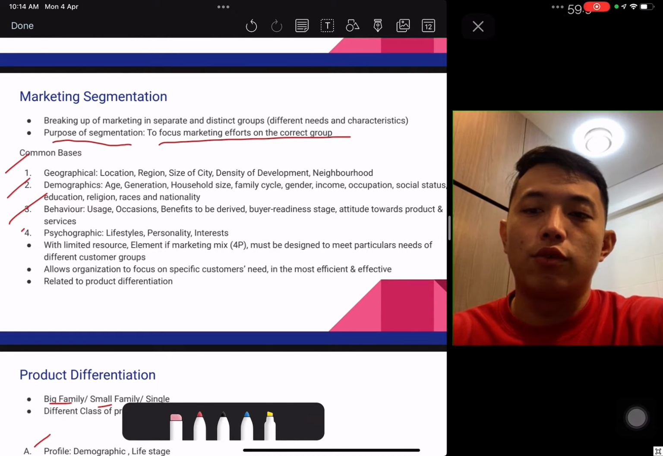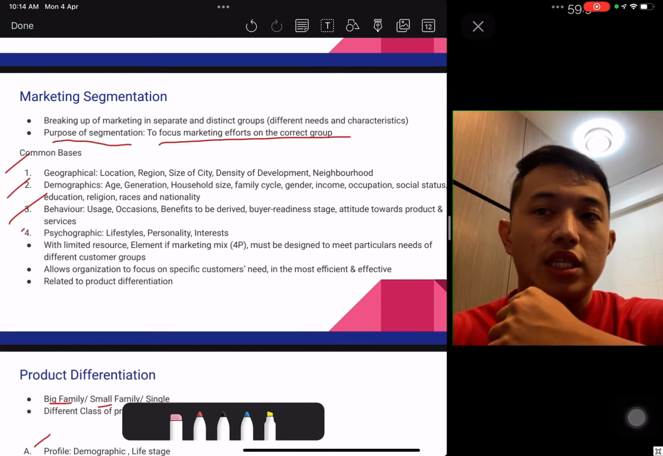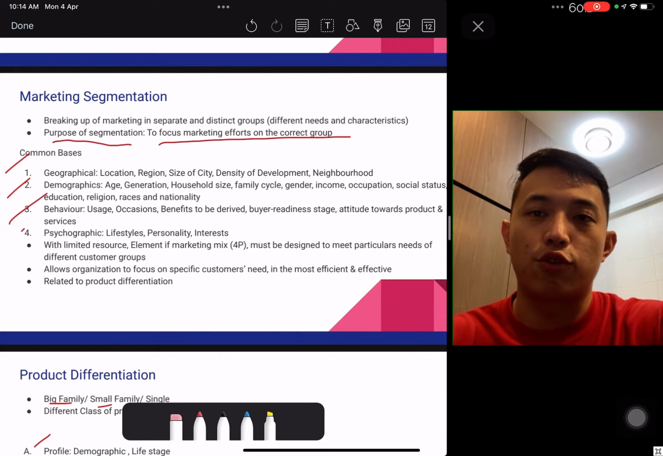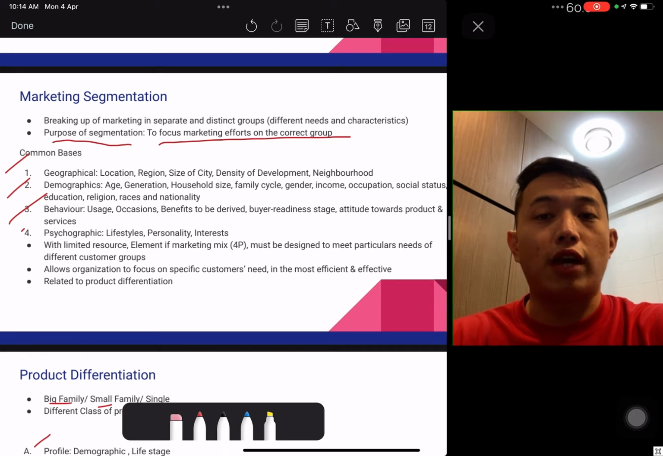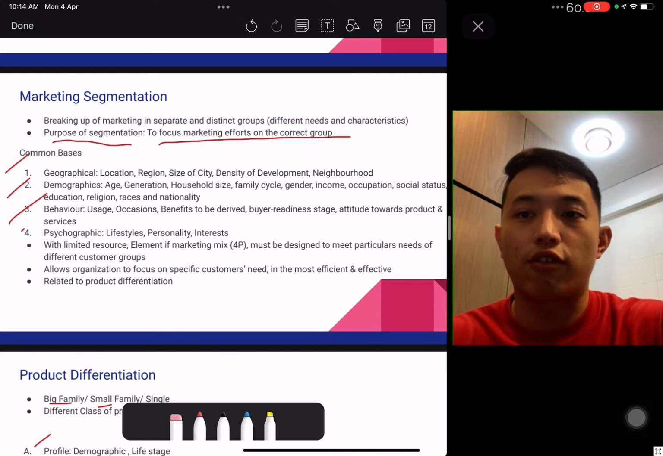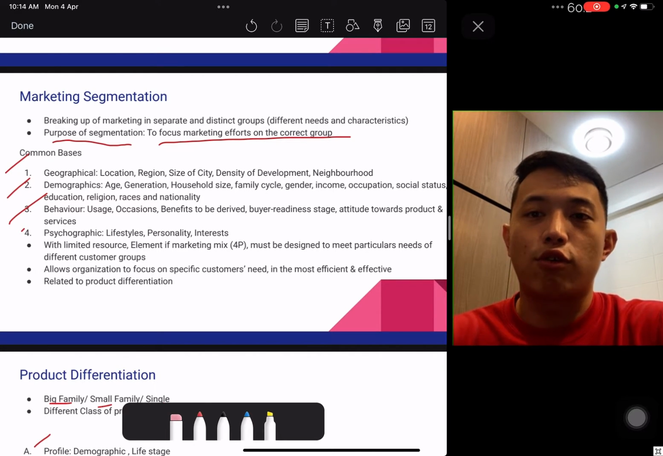So we carry on with this. Market segmentation means focusing your marketing effort on the correct groups, which means you're dividing the market into specific groups. It can be divided into a few types such as geographic, demographic, behavioral, and psychographic. Psychographic, yeah, correct.